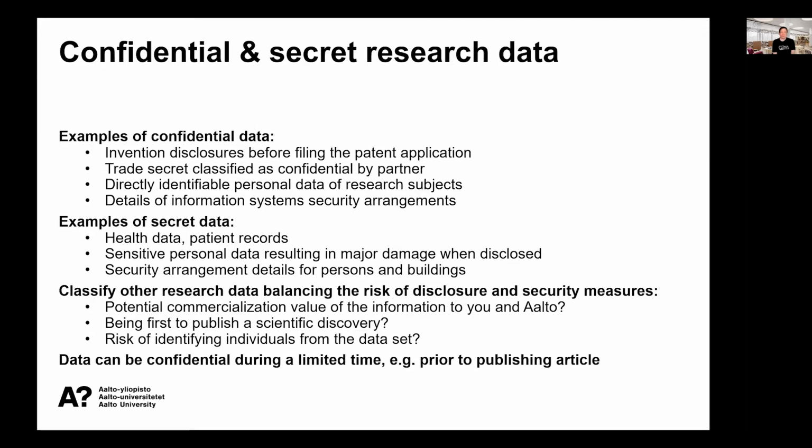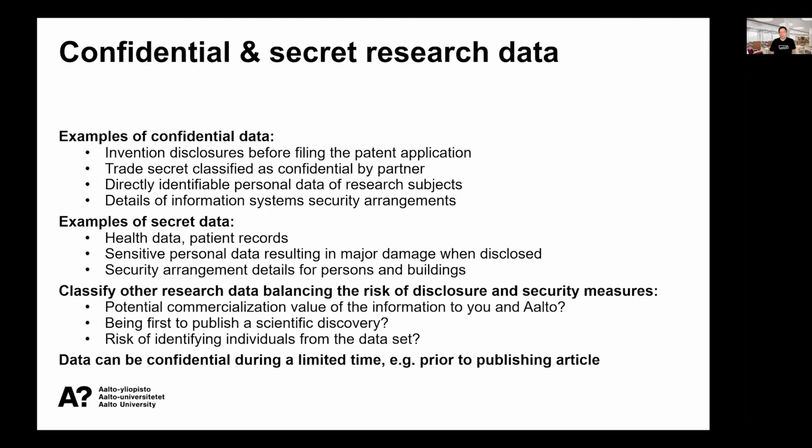So examples of what we could say is confidential would be something like invention disclosures before filing the patent application, or perhaps some research data that might have some commercialization potential, and that might lead to this kind of an invention, possibly. That is something that you can keep confidential. Or if you are a research partner that assigns that this is a trade secret, for example from a company, and those kinds of data from industry that they can say, okay, this is confidential to us, then we will also handle it confidentially during the research.